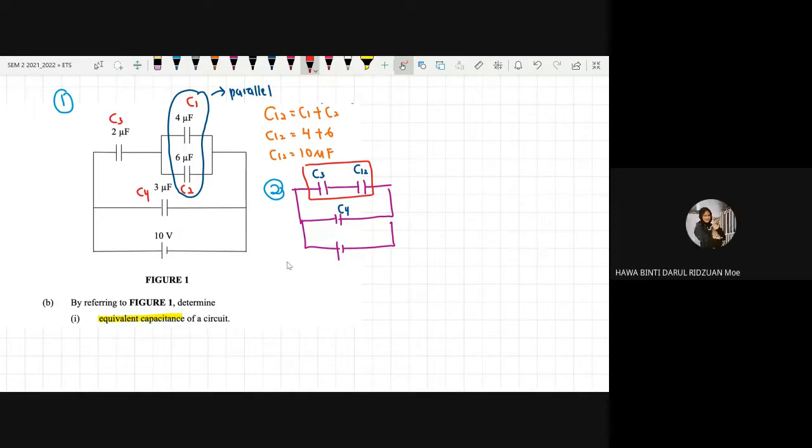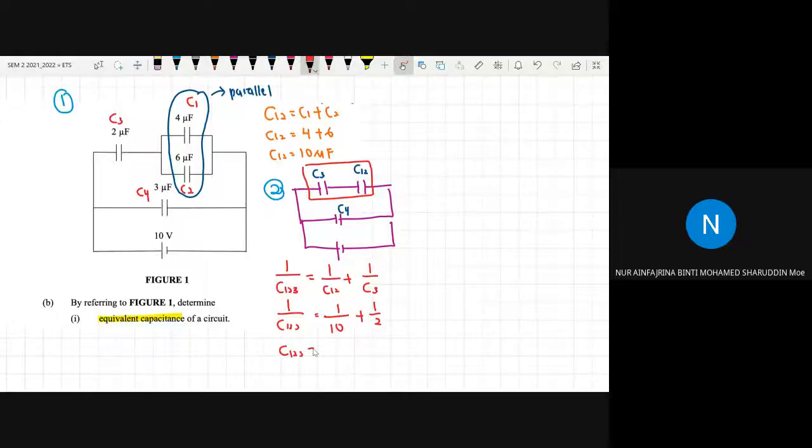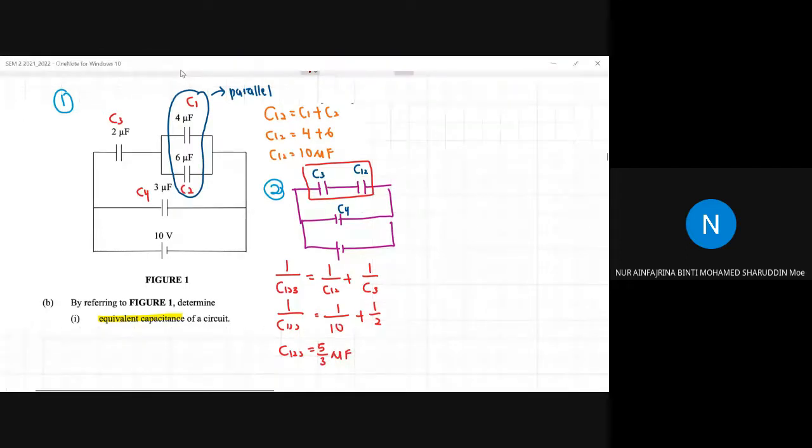Series, very good. For series, the capacitance is going to be 1 over C. So here it will be 1 over C12 plus 1 over C3. C12 we already found earlier is 10 microfarad, and C3 is going to be 2. So you press the calculator, and you will get C123 is 5 over 3 microfarad. Okay, so that's done. So Miss will combine it again.